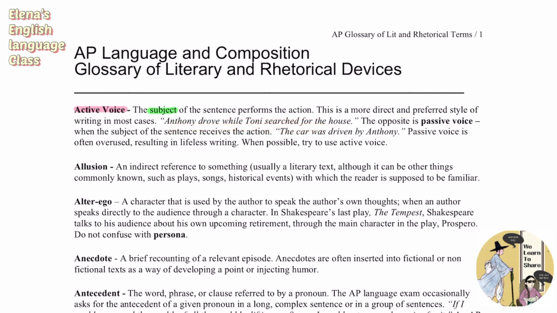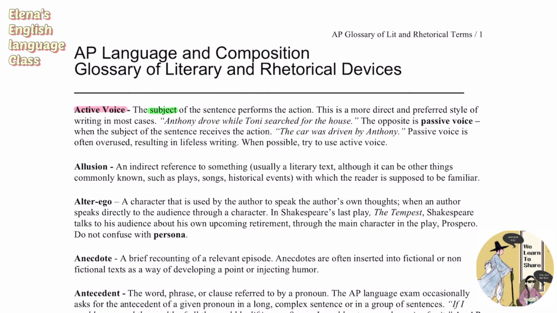If we change this sentence into passive voice, it would be that the car, which was the object before, was driven by Anthony. And this part could also be changed to passive voice if you say that the house was searched by Tony, right? Passive voice is often overused and it results in lifeless writing. So when possible, try to use active voice.